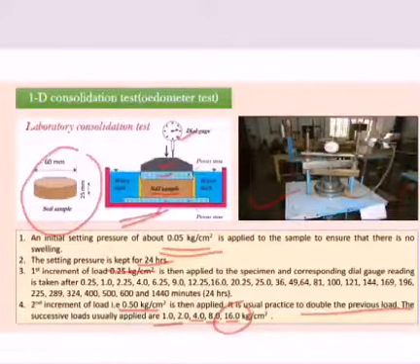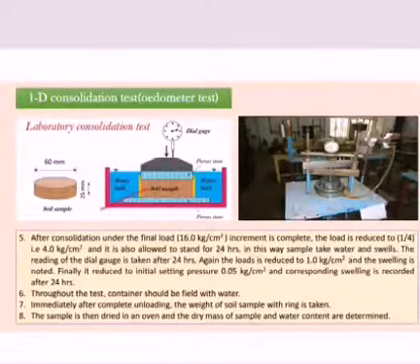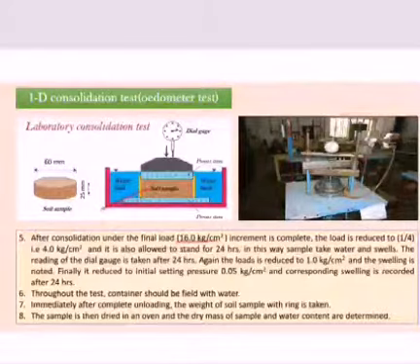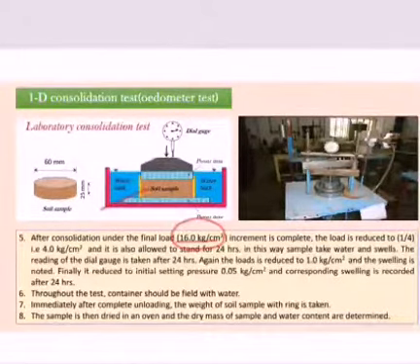Now, after applying the final load of 16.0 kg per centimeter square, the unloading process is started. The load is reduced to 1/4. Our final applied load was 16 kg per centimeter square. Then 1/4 of that, that is 4 kg per centimeter square, is applied. That means we reduce the load by 12 kg per centimeter square.